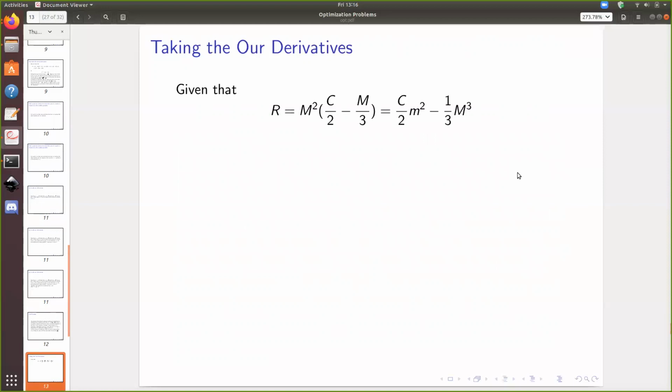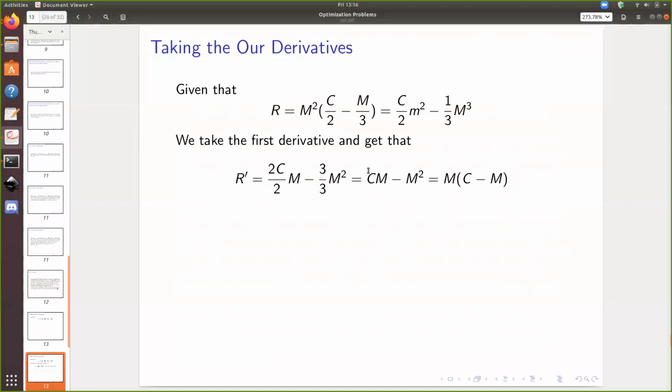So let's take our derivatives. I've simplified R a little bit for our purposes of taking derivatives. I distributed the m squared in there. And this should be a capital M squared, I apologize. So we take our first derivative and we get m times (c minus m). I just did a little power rule magic, then I factored a little bit. And keep in mind that this is the function that we want to maximize. Not the function itself, its derivative.